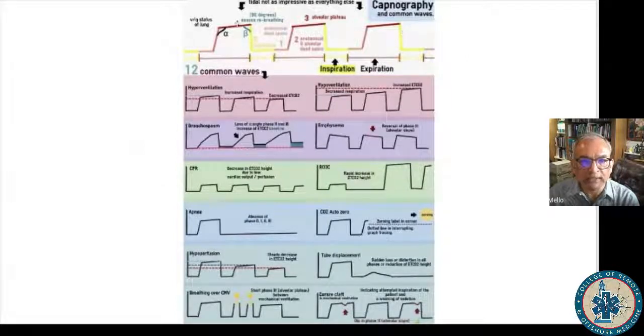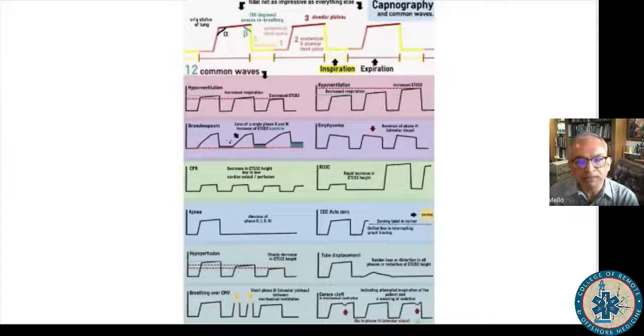possibilities. This is representing the normal waveform. If you're hyperventilating over a period of time, the end-tidal CO2 will decrease. On the other hand, if you're hypoventilating a patient, the end-tidal CO2 will increase over a period of time.